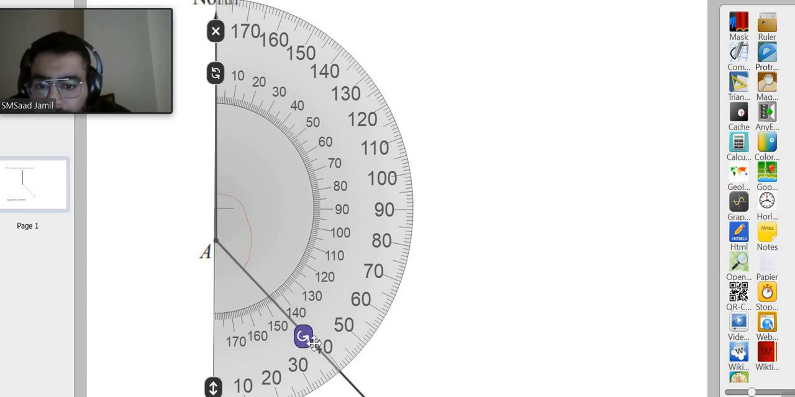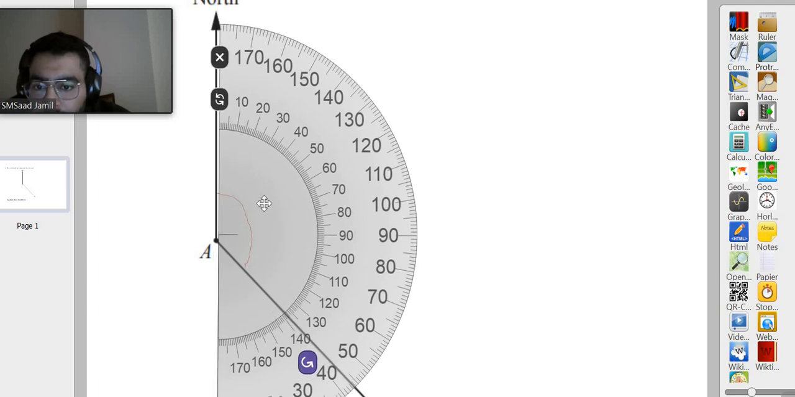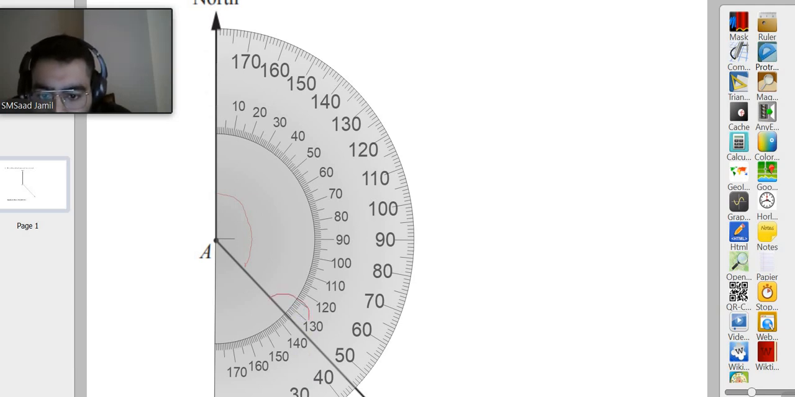And let's correct the position again. And this should be in the middle. You see this small line of the protractor? This should be in the middle. So as you guys can see, this point is coming at 135. Look, this line. It's 135. So the bearing of town B from A is 135 degrees.